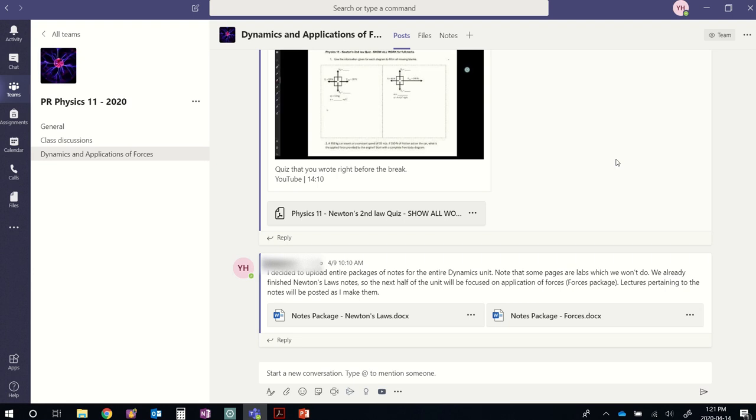So today I wanted to start talking about the application of forces. In the channel named Dynamics and Application of Forces, I already posted the answer to the quiz that you did before the break, and I also posted the notes packages. So this is what we did before the break, and you can find all the answer keys and all the solutions in the class notes section. And this is the new section which we're going to be starting today.